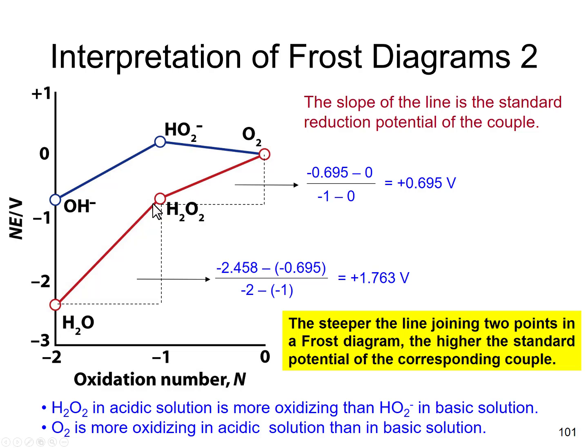So here we have an example in red, highlighting again the processes occurring in acidic media. You can see that this slope here is much steeper than this one here, which means the hydrogen peroxide in acidic solution is more oxidizing than the peroxide anion in basic solution. Similarly, the oxygen is more oxidizing in acidic solution than in basic solution.